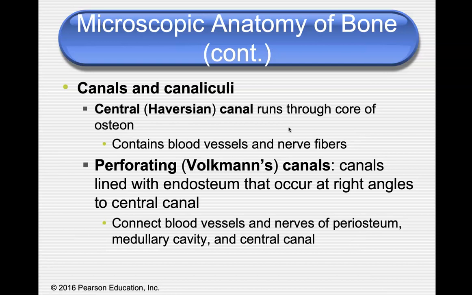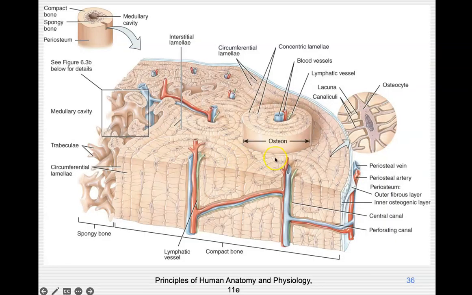And then you also have these things called Volkmann's canals, or perforating canals. I'll use both. Volkmann was the scientist that originally discovered these canals. And these canals are going to run at right angles to the central canal, and they'll run from one osteon to the next. Okay, so our central canals are going to be in the center of these osteons, carrying blood vessels and nerves, lymphatics, in the center of those osteons. And then you have the Volkmann canals, or perforating canals, that are going to run in between.